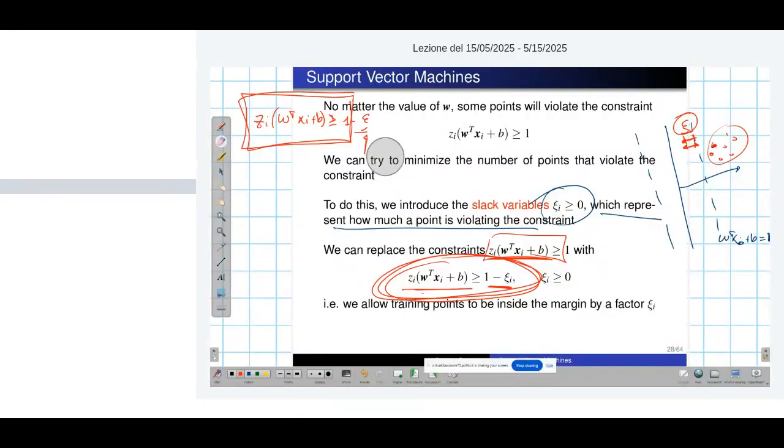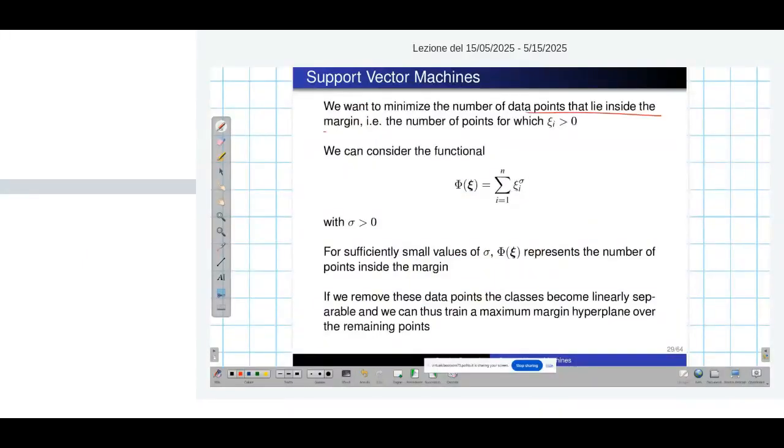So xi_i represents how much I need to send a point inside for it to still satisfy my constraint. So I allow my points to be inside. I do this by making my constraint less strict. If needed, I will violate it by this amount xi_i. I want to keep the points that violate the constraint as few as possible.